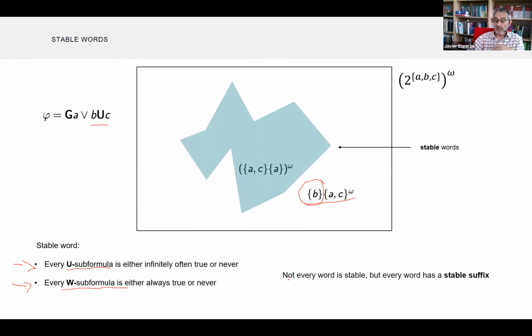And then the important thing that you have to remember, which will be used later, is that not every word is stable, but every word has a stable suffix. And why is simple, it is not difficult to see. Imagine that an until subformula holds 3 times. Then as you move along the word, at some point the until subformula will only hold 2 times, and then only once, and then at some point 0 times, and then you will be in the stable range, right? So every word is going to have a stable suffix.